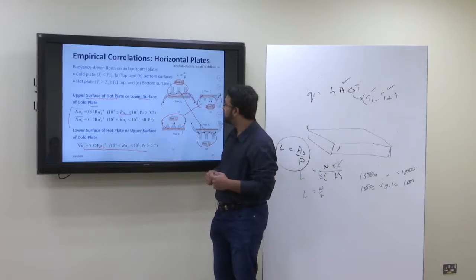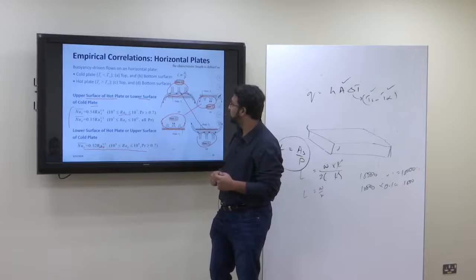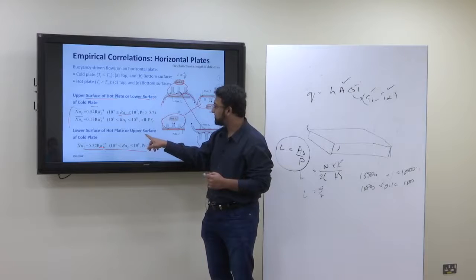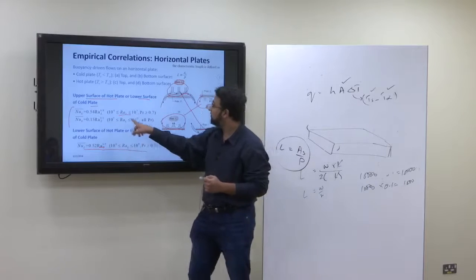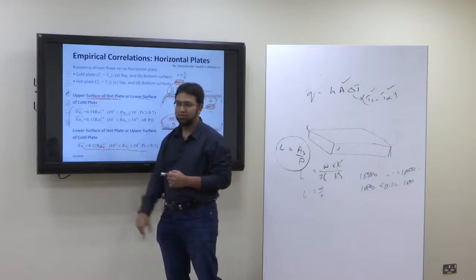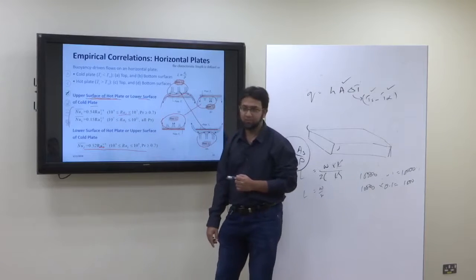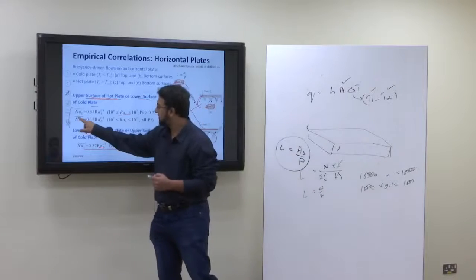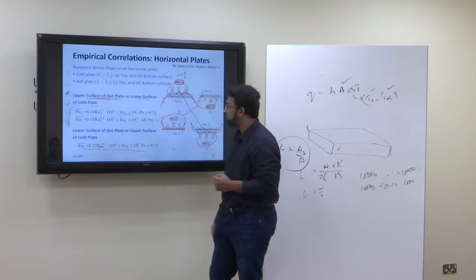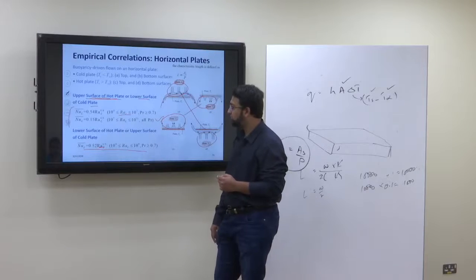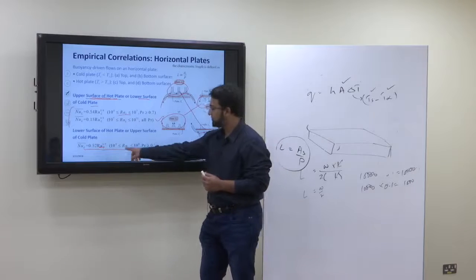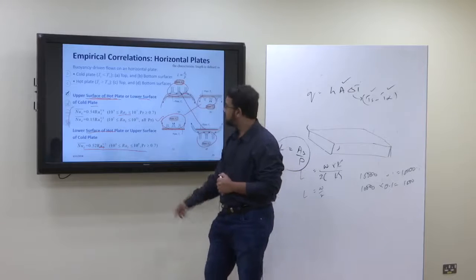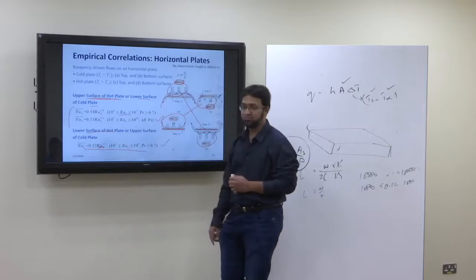Okay. So for the upper surface of the hot plate, which of the correlations will we use? The second one, right? This one we will use. And for the lower surface of the hot plate, which will we use? This one. This is just one correlation. So we will use this and this.